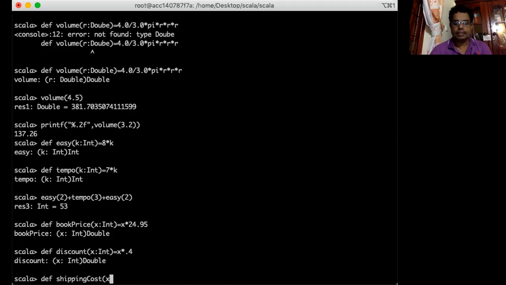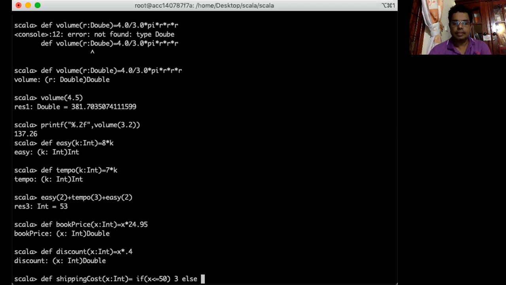And it takes a number of copies. First 50 copies, 3 rupees, and the rest is basically 75 for each. So there we need an if condition, you understand, I guess. So if it is less than or equal to 50, then the price is 3 rupees.